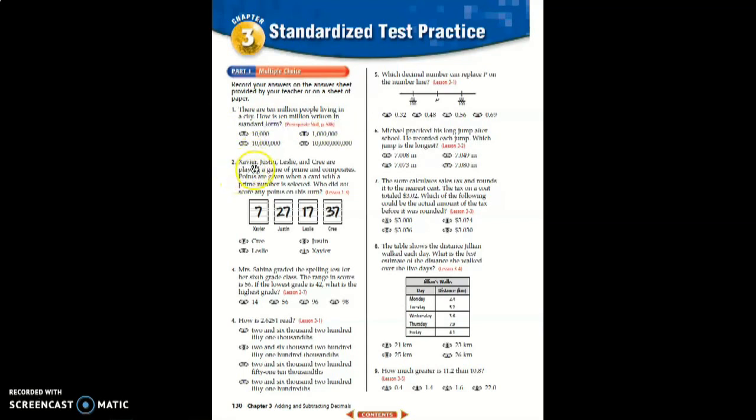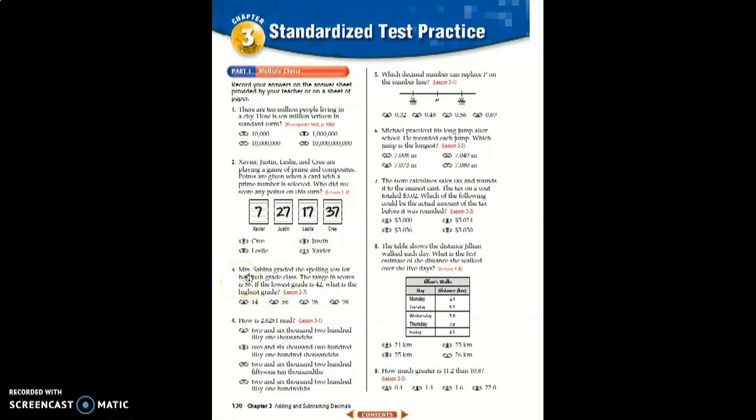2. Xavier, Justin, Leslie, and Cree are playing a game of prime and composite. Points are given when a card with a prime number is selected. Who did not score any points on this run? Xavier 7, Justin 27, Leslie 17, Cree 37.